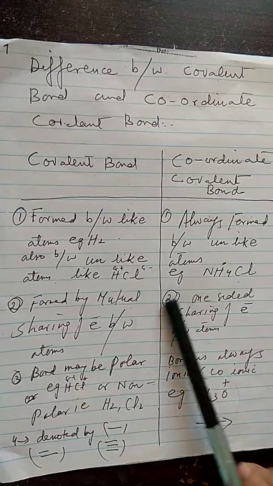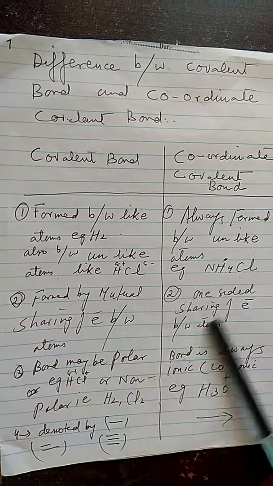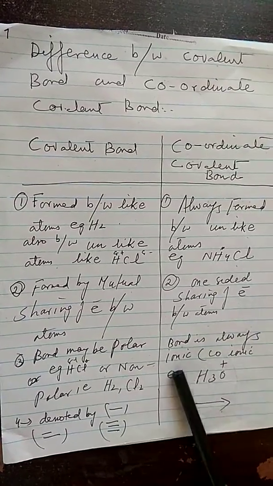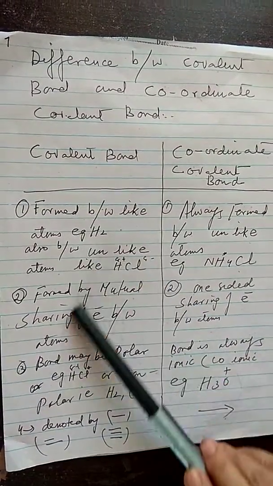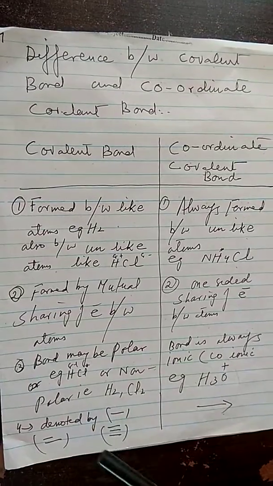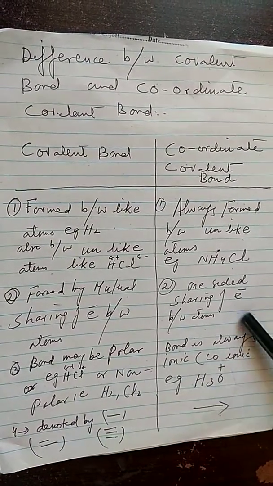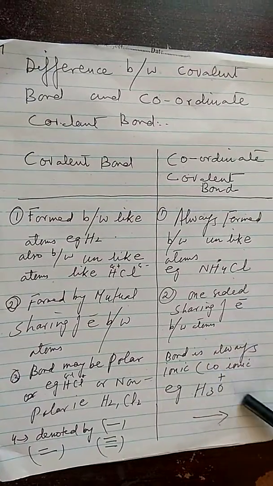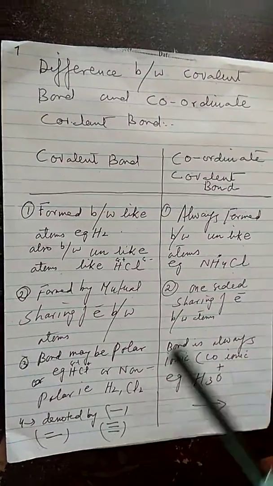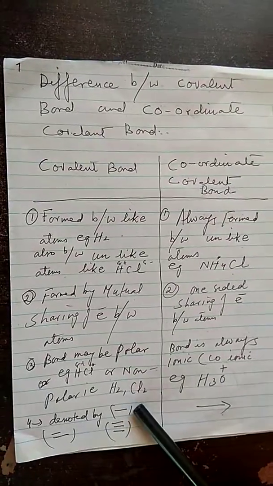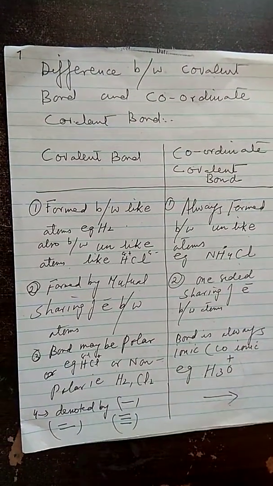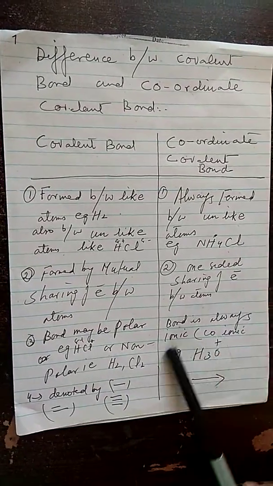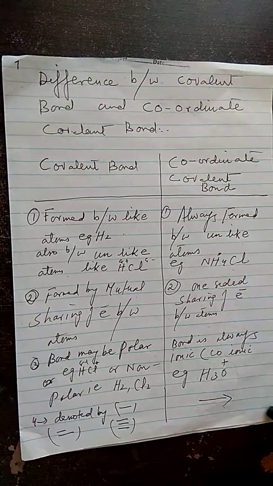Actually in a covalent bond there is mutual sharing. Both are sharing the electron, but here only one-sided sharing. Only one atom is providing the two electrons, and a covalent bond may be polar, non-polar, neutral, or having positive or negative charge. But this coordinate covalent bond is always ionic. A charge is produced in this. Covalent bond is denoted by a single short line for single covalent bond, double short line for double covalent bond, triple short line for triple covalent bond, and coordinate covalent bond is denoted by an arrow.